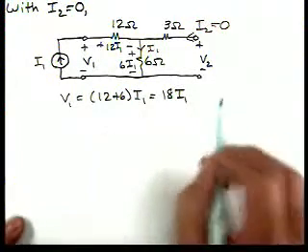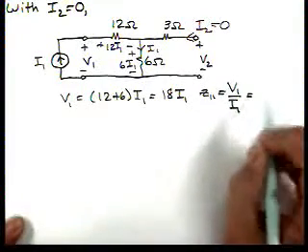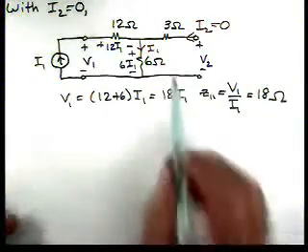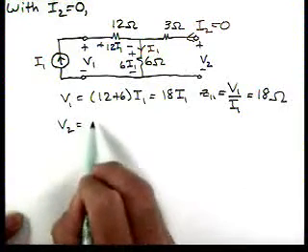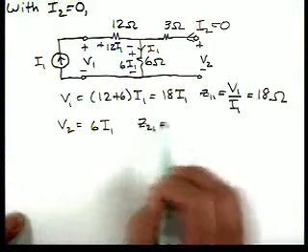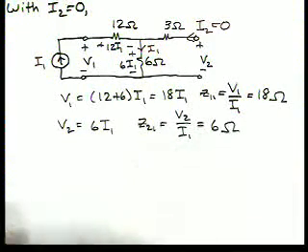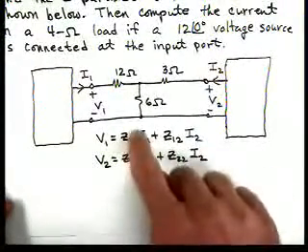So then that tells us Z11, which is V1 over I1, is 18 ohms. And then if we do KVL around this loop, that tells us that V2 is 6 I1. So then Z21, which is V2 divided by I1, is 6 ohms. So that completes the calculation of Z11 and Z21. So we set I2 equal to 0, and that allowed us to find these two.